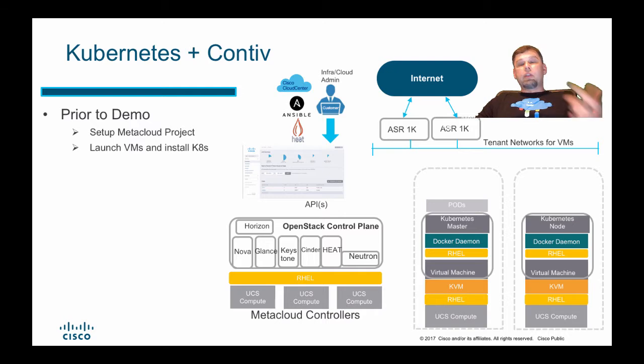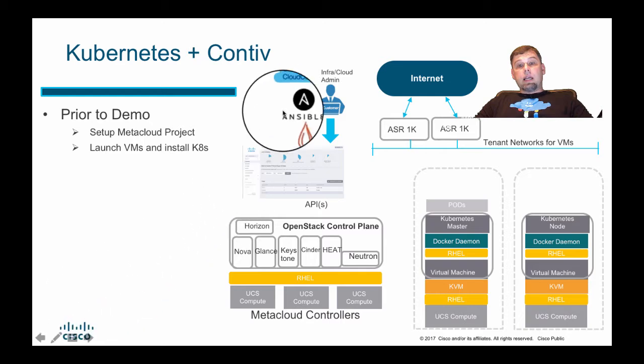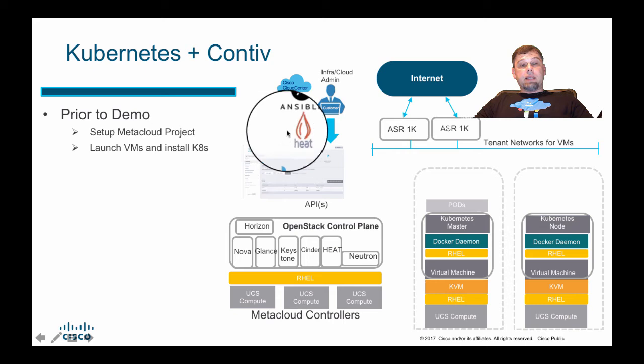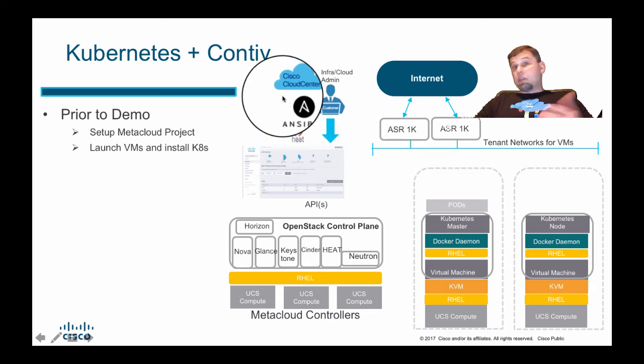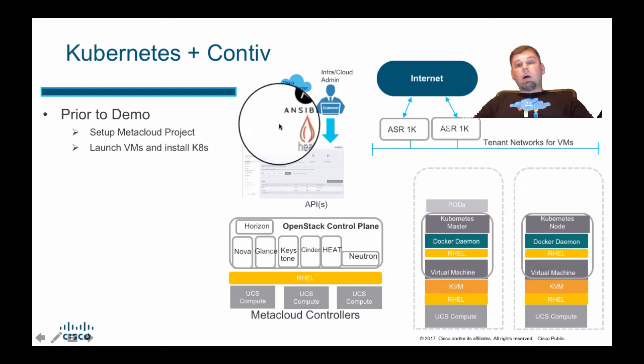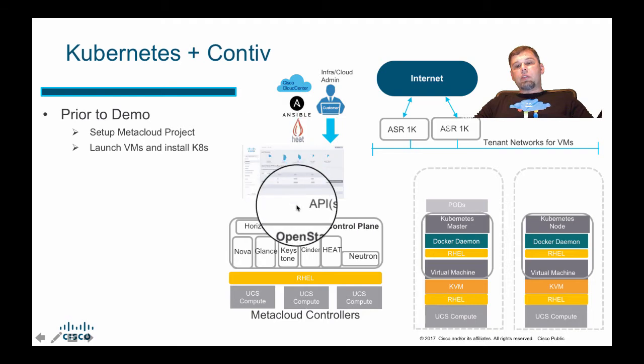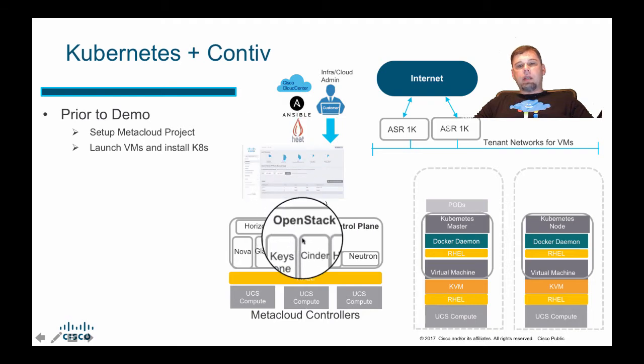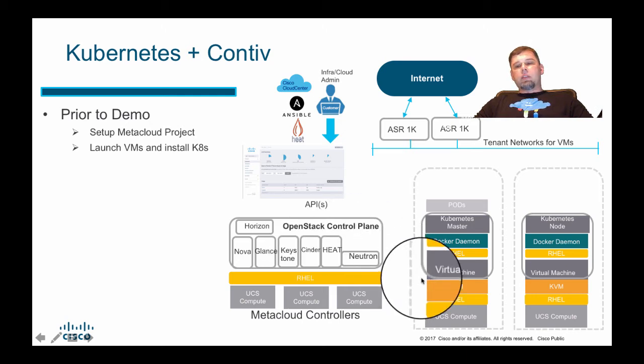In order to do that, I had to select my configuration management tool of choice. In most of my blogs, I've leveraged Ansible. But in addition to Ansible, I could use heat templates. I could have used Cisco Cloud Center in some cases for a curated experience. I could use the Horizon dashboard, and so on and so forth. At the end of the day, all of these configuration tools point to the APIs that are exposed in the OpenStack control plane. So what we've done is we've built virtual machines.